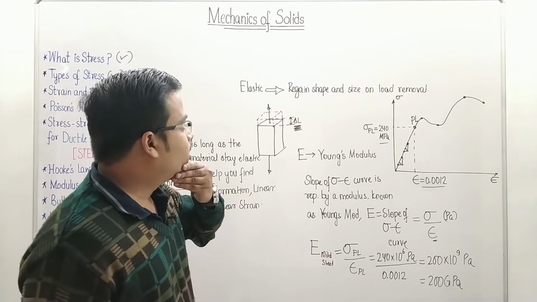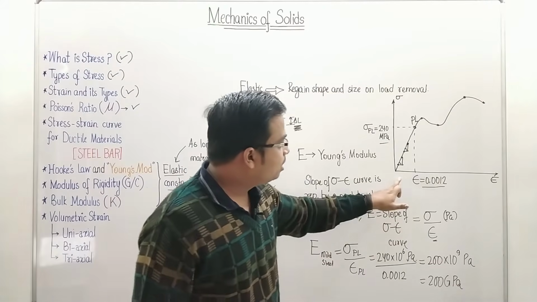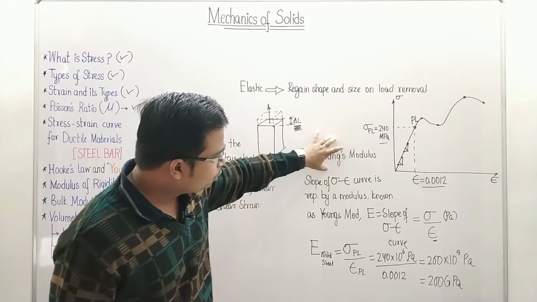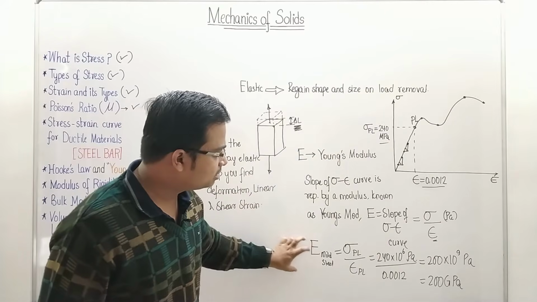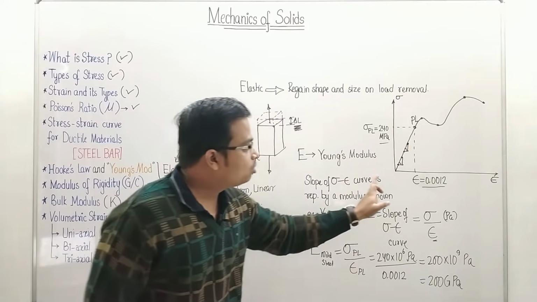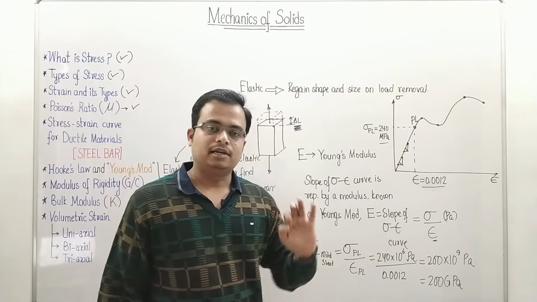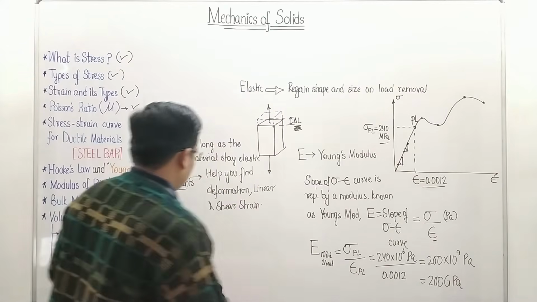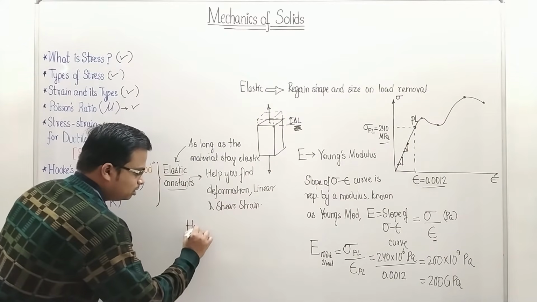We'll come to that point, but I'm pretty much sure now you must have understood the entire idea of Young's modulus. So how can you define Young's modulus? Young's modulus is defined as the ratio of stress to strain before the proportional limit, or as long as the material remains elastic. That's it. And what about Hooke's law? Hooke's law. So this is exactly Hooke's law.